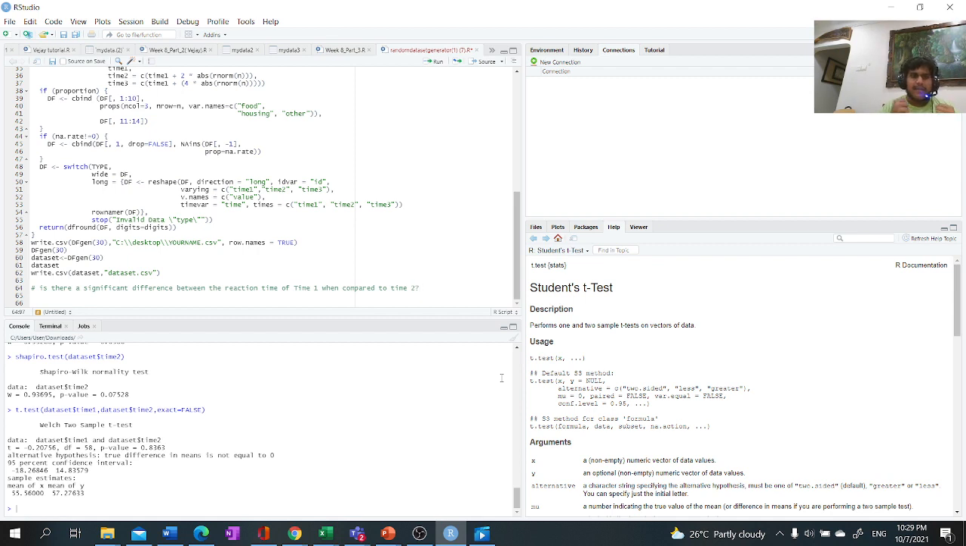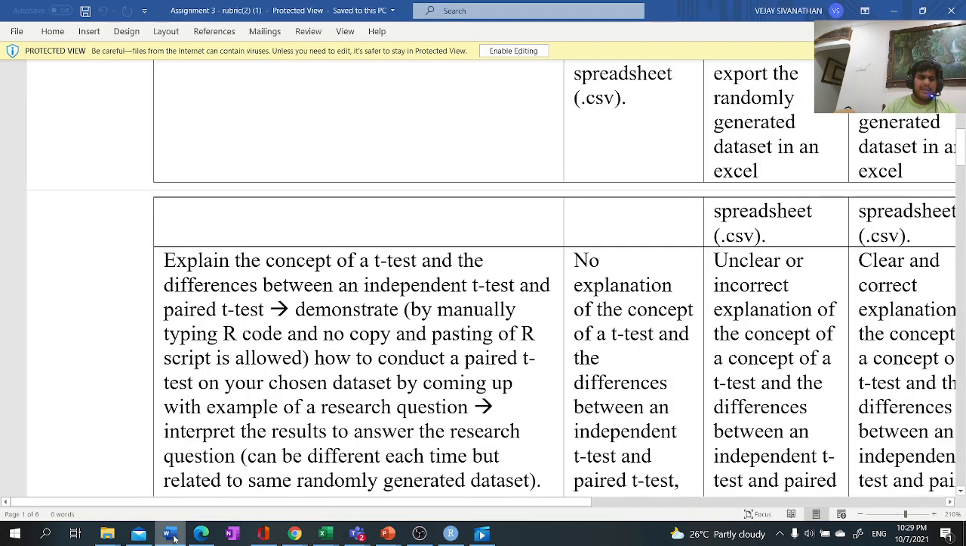A paired t-test occurs when the two samples affect one another, whereas for an independent t-test, the two samples do not affect one another. So now I have explained the differences between a paired t-test as well as an independent t-test. Now, I'll demonstrate to you how to conduct a paired t-test on my dataset.